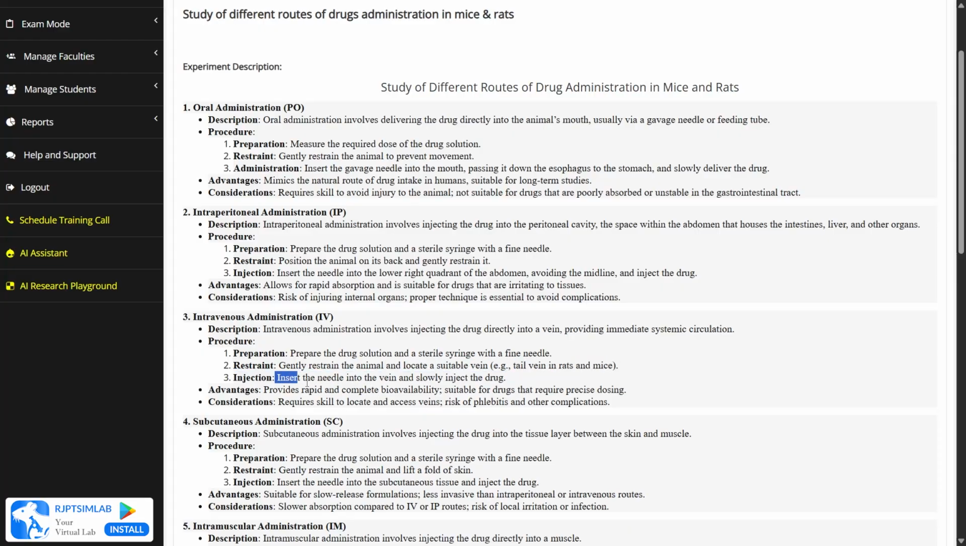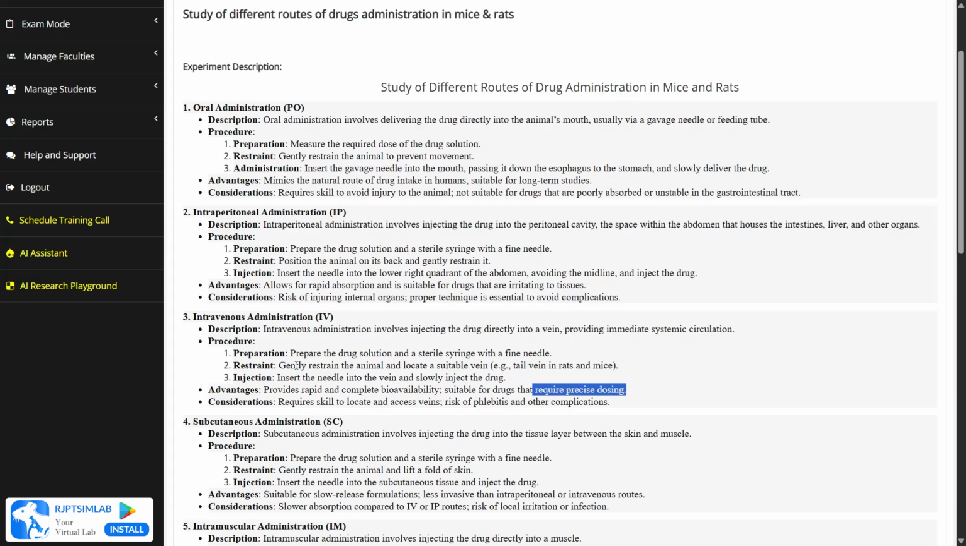Then injection. We have to insert the needle into the vein and slowly inject the drug. The advantage of this route is that it provides rapid and complete bioavailability because we are inserting the drug directly into the bloodstream and avoiding first pass metabolism, and it is suitable for drugs that require precise dosing.